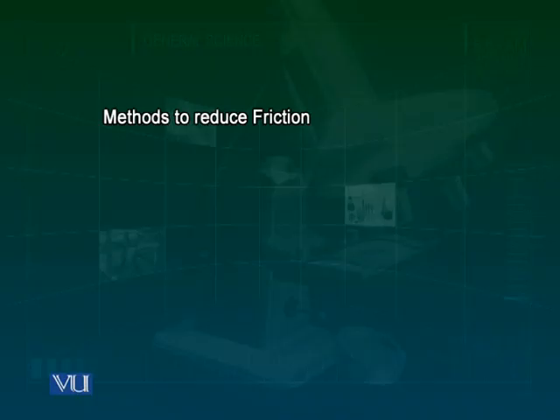Now, what do we do in order to reduce friction? Like we've already stated, there are situations in which we want to reduce friction, because friction is consuming energy. In certain applications, we would like to increase friction. For example, in brakes, when we want to brake a car, we want to increase friction so that we can brake in a shorter period of time.